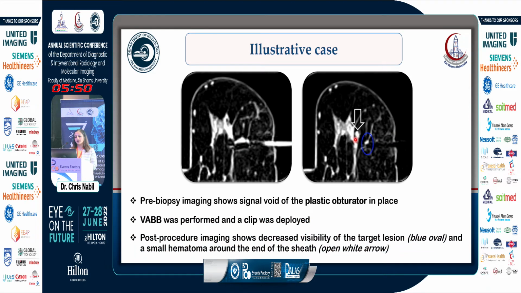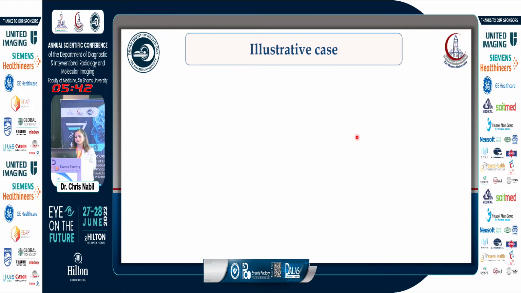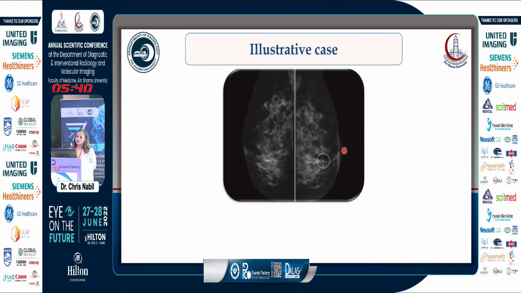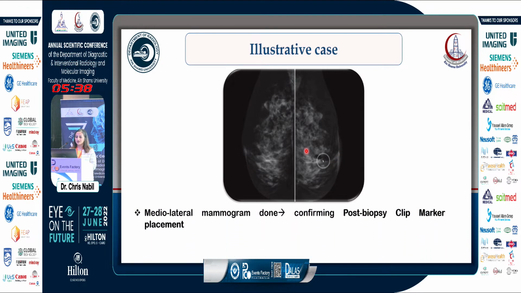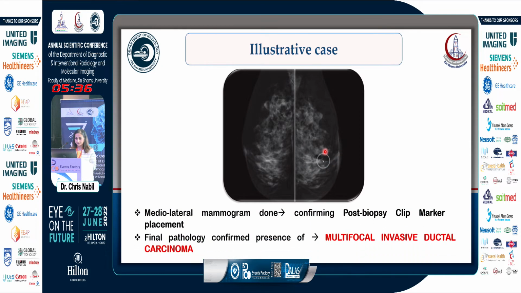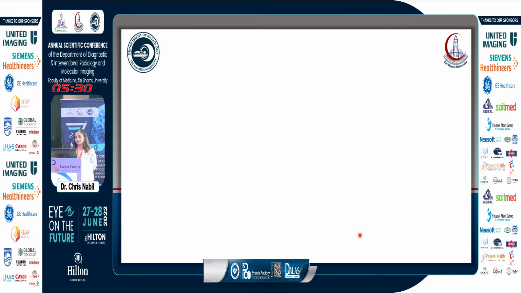And this is the post-biopsy imaging showing decreased visibility of the previously noted lesion, the clip in place, and the small hematoma. This is a post-procedure mediolateral mammogram of the left breast showing the clip placement. And final pathology came out as a multifocal invasive ductal carcinoma, which changed the management plan for the patient.